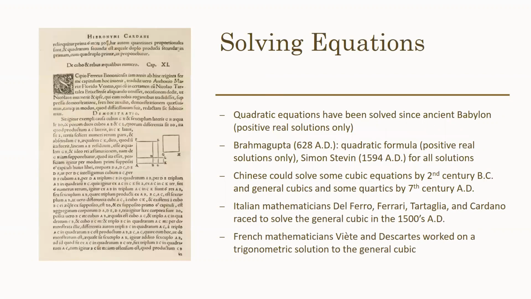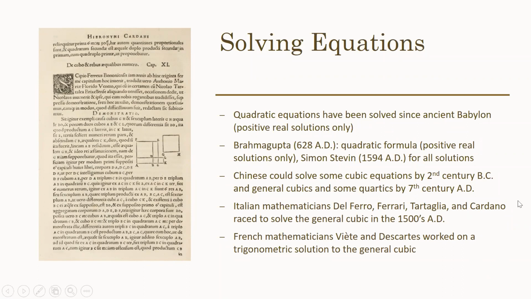As far as what equations could be solved, quadratic equations also have been solved since ancient Babylon. Brahmagupta invented the quadratic formula, but because he didn't have imaginary solutions, it would only produce positive real solutions if they had them. As far as putting together the quadratic formula with the imaginary numbers, that's Simon Stevin in 1594. So that was bleeding edge technology in 1600.